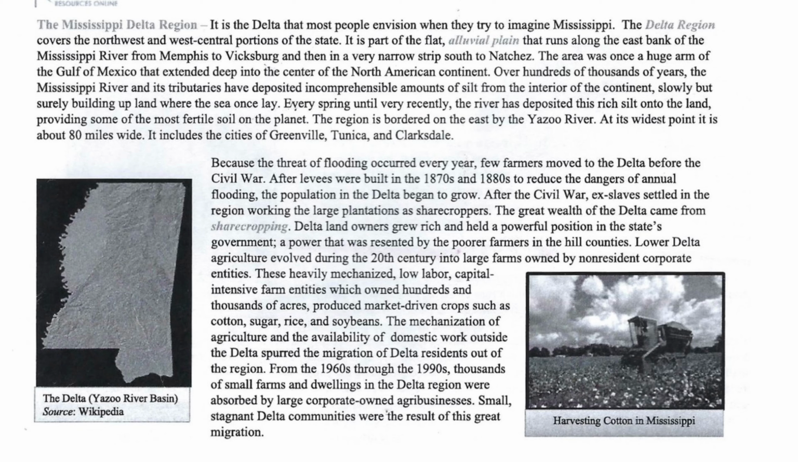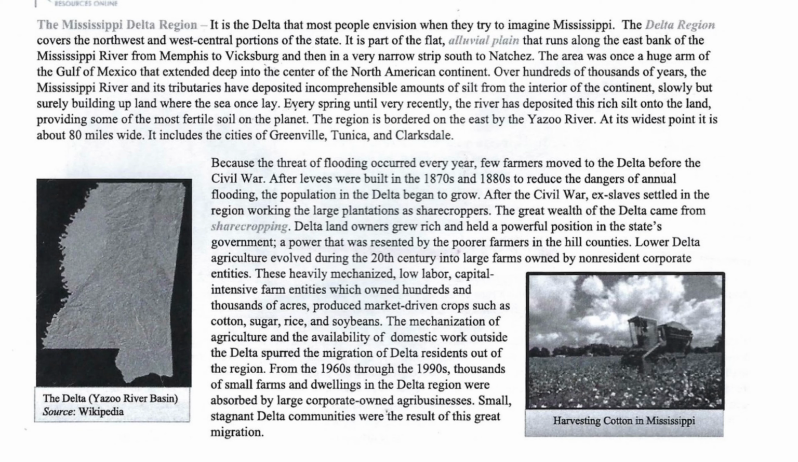The great wealth of the Delta came from sharecropping. Delta landowners grew rich and held a powerful position in the state's government, a power that was resented by the poorer farmers in the hill counties. Lower Delta agriculture evolved during the 20th century into large farms owned by non-resident corporate entities.